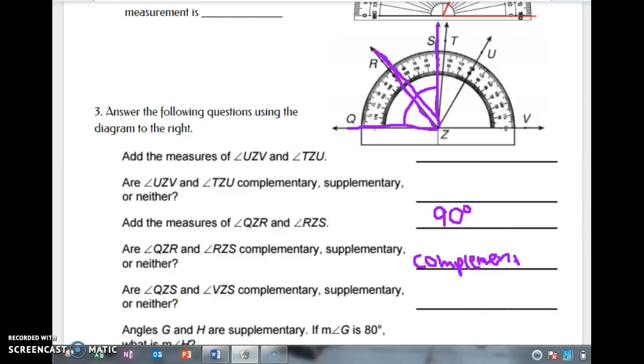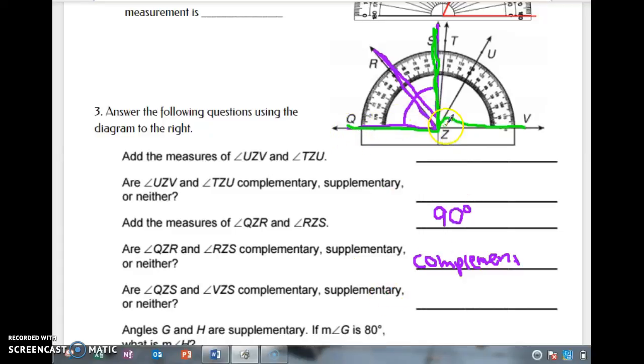All right, the next one is QZS and VZS. So if we go to QZS, oh, looks like it goes up to the 90 again, and VZS. All right, so they both end up on the same line and the same vertex, but don't overlap each other, creating adjacent angles. That means that they are next to each other.